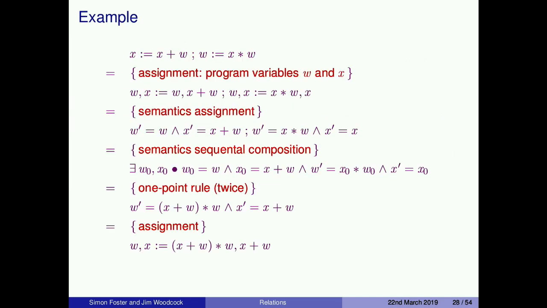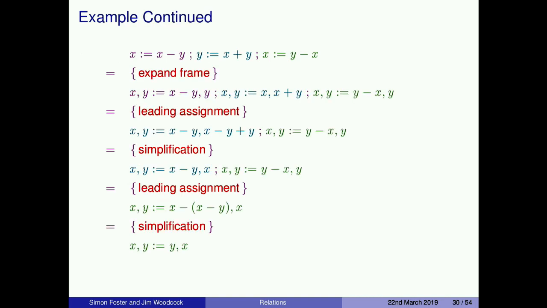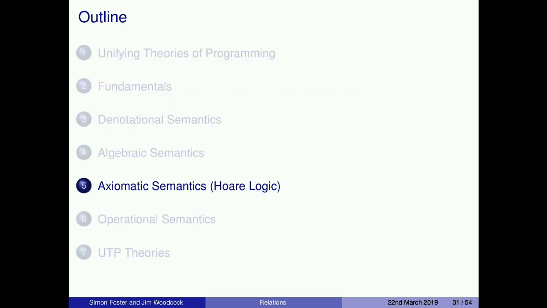Non-determinism is not interesting. I'm going to skip over that, but this is a proof of showing how we can compose two assignments together using these laws, but we don't really have time to look at that in detail. All of these laws can be proved by Isabelle. Yes, so we'll skip that one as well. All right, so that's algebraic semantics.